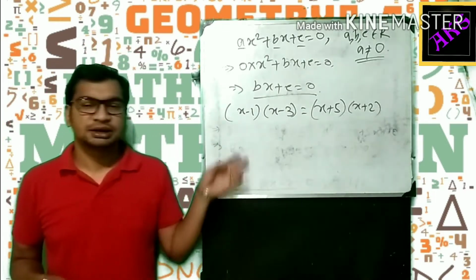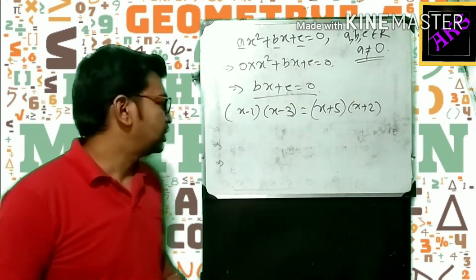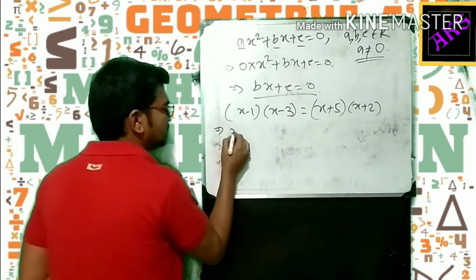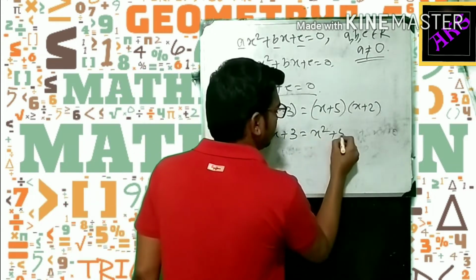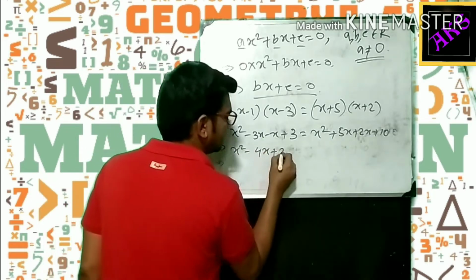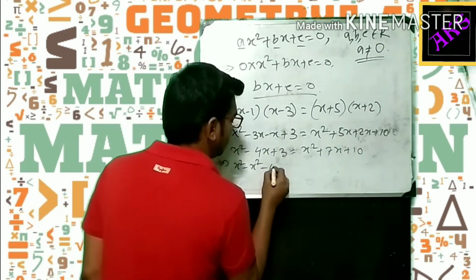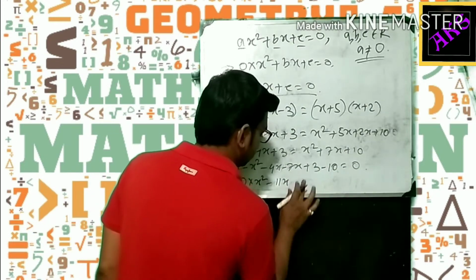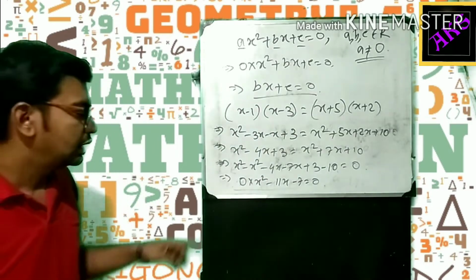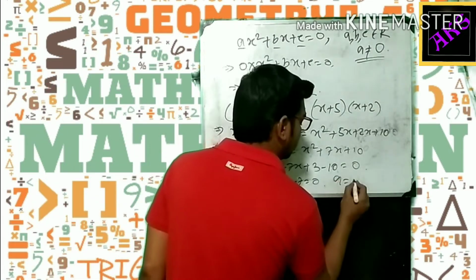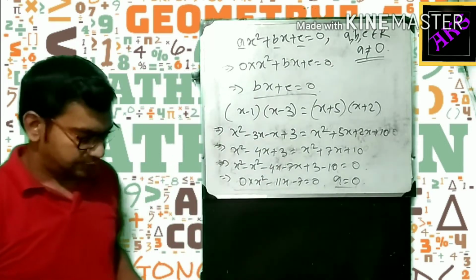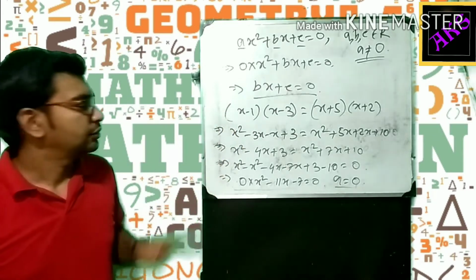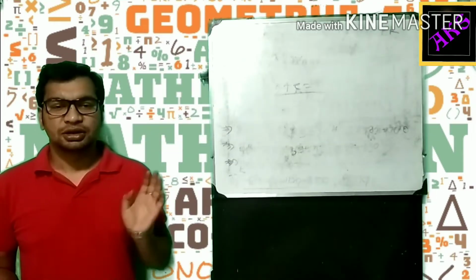Clear? Now let us take this equation and try to find whether it is quadratic or not. Let's see. So here we get a equal to 0. So this is not a quadratic equation. Clear?